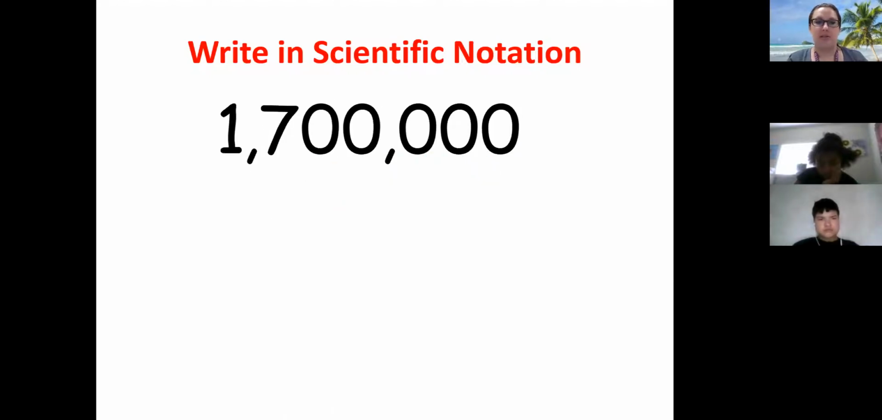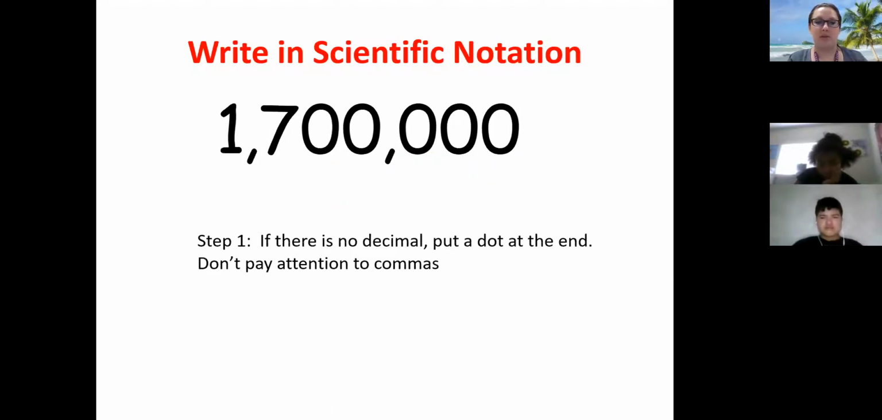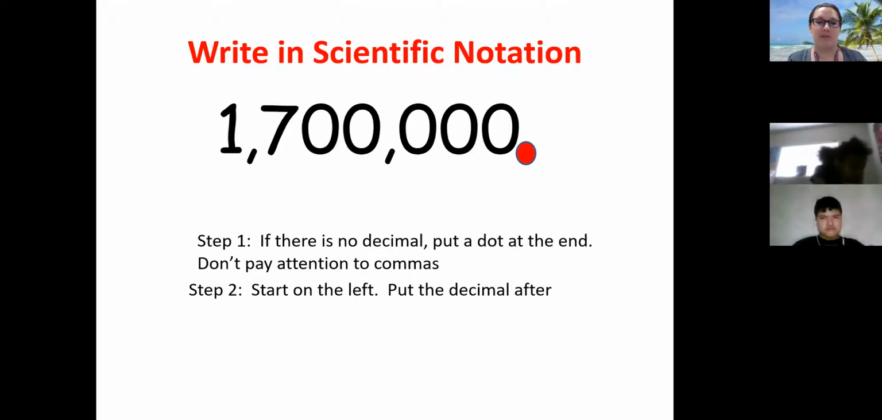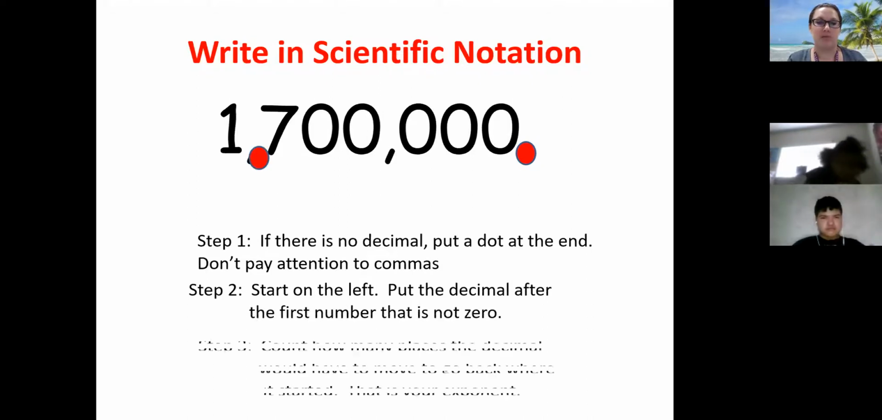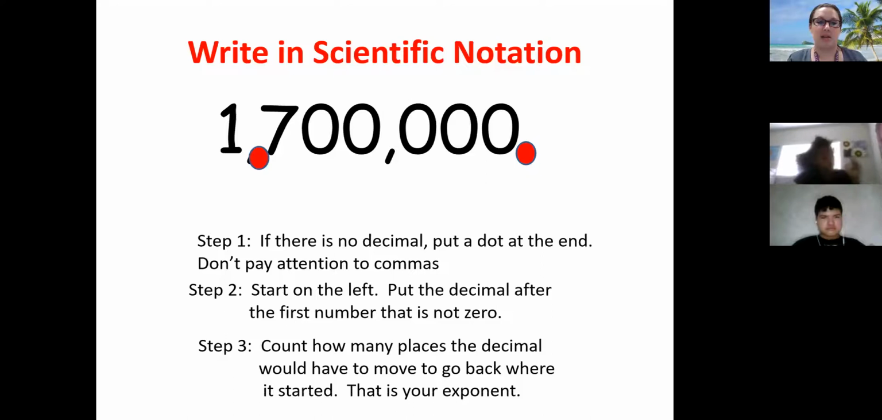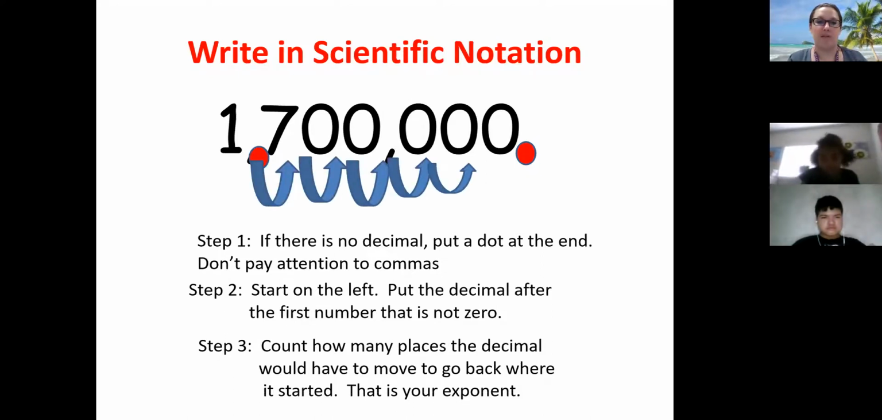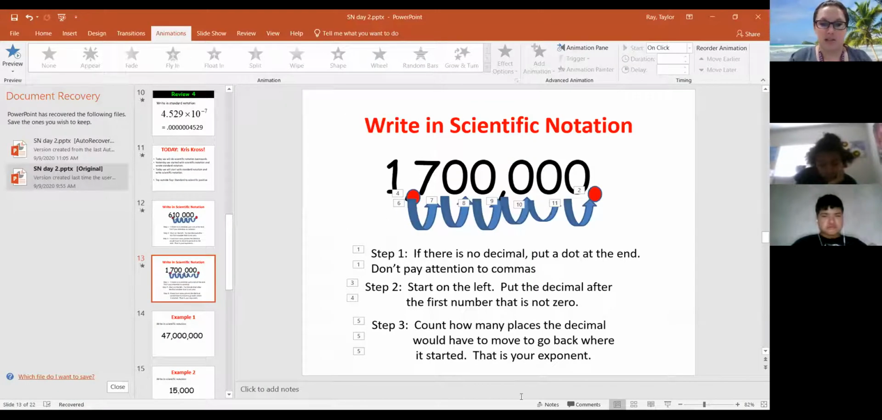All right, so 3 steps again. Step 1, if there's no decimal, put 1 at the end. Step 2, start on the left, put a decimal after the first number. And step 3, count backwards. 1, 2, 3, 4, 5, 6. So this would be 1.7 times 10 to the 6th. All right, now we're going to practice. Let me share my whiteboard.